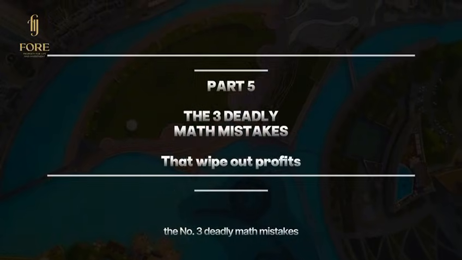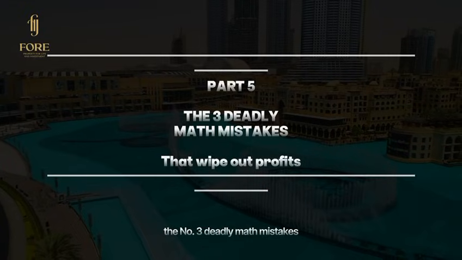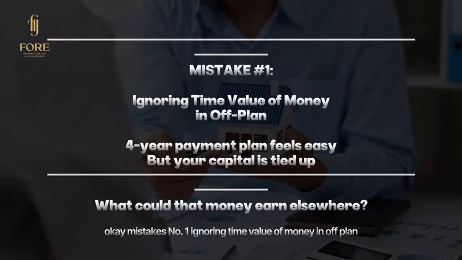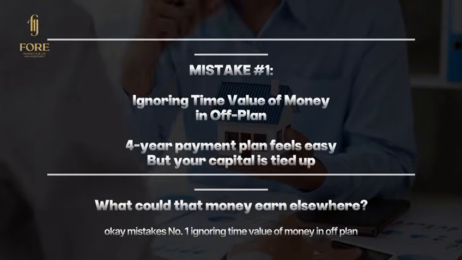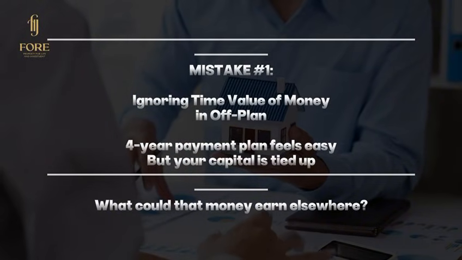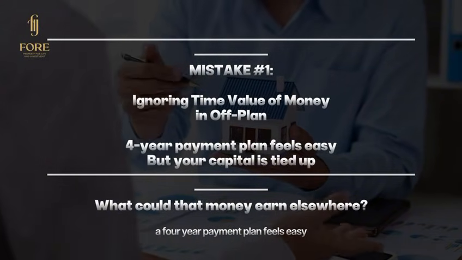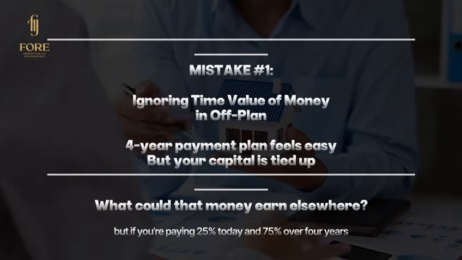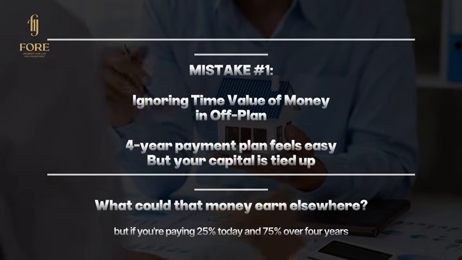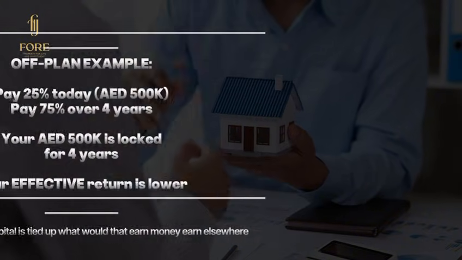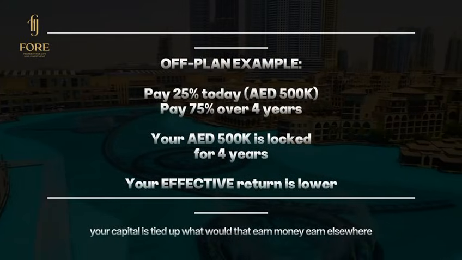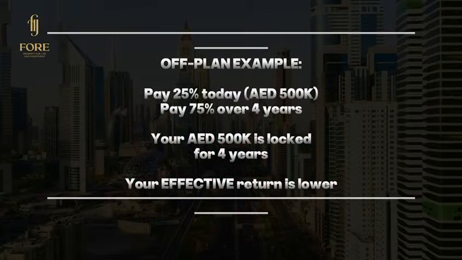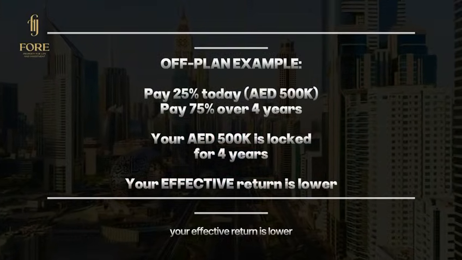Number 3, deadly math mistakes. Mistake number 1, ignoring time value of money in off-plan. A 4-year payment plan feels easy, but if you're paying 25% today and 75% over 4 years, your capital is tied up. What would that money earn elsewhere? Your effective return is lower.